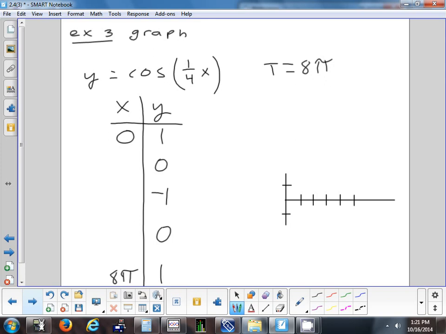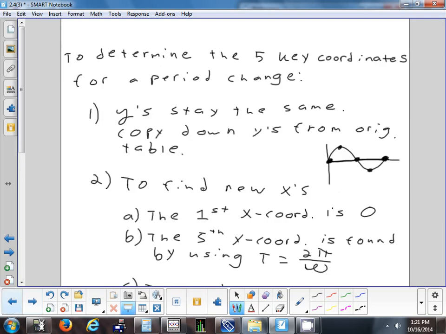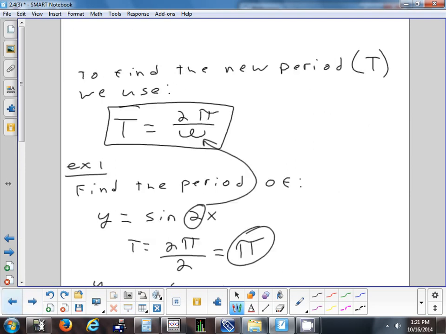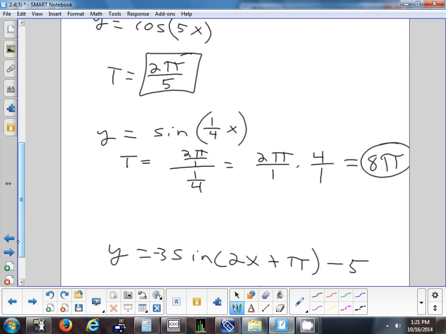Is that given or did you find that out? That was calculated. We did that earlier on. So if you have a 1/4 in front, you take 2 pi divided by 1/4. When you divide by a fraction, it becomes multiplication by the reciprocal. And then 2 pi times 4 becomes 8 pi. Whether it's sine or cosine here, that doesn't change the arithmetic. Still 8 pi.